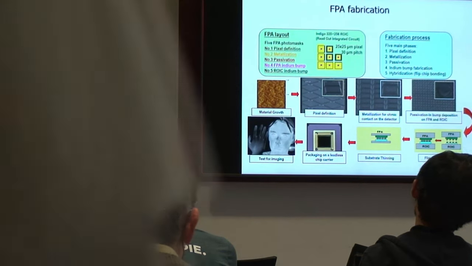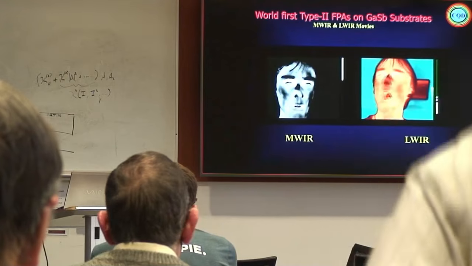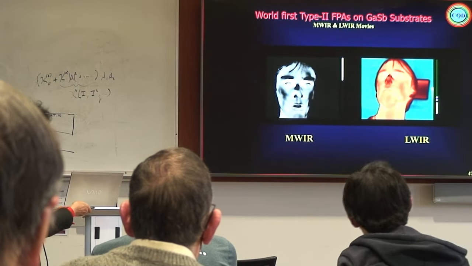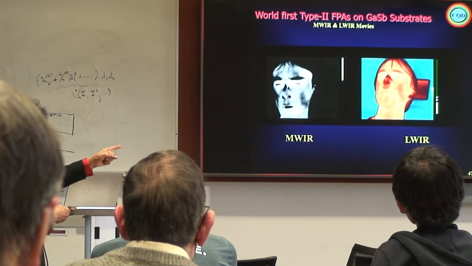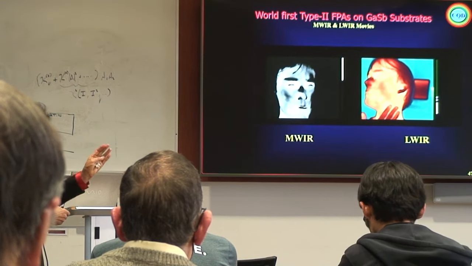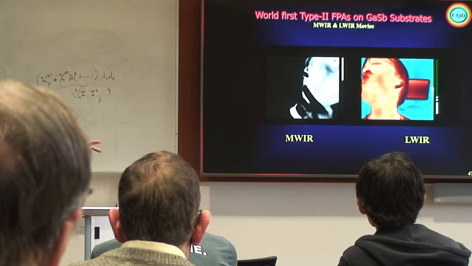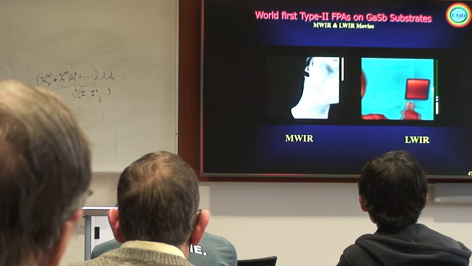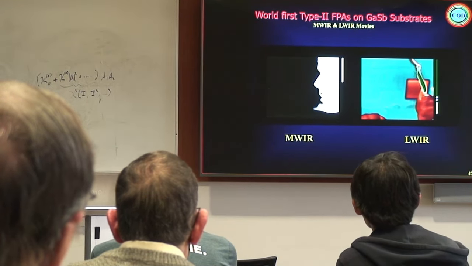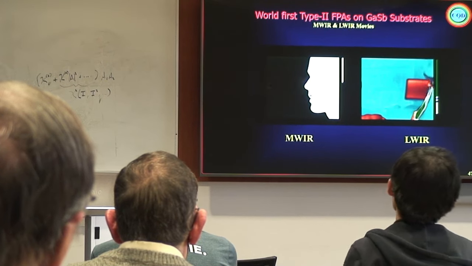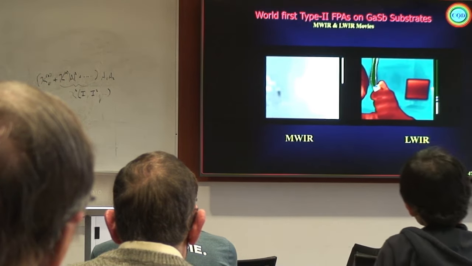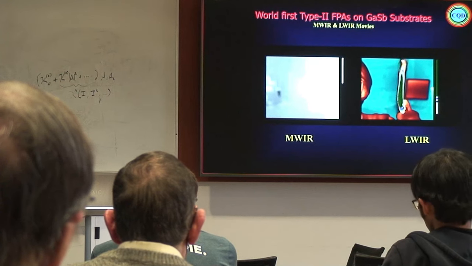So here, as you can see, is the mid wavelength and the long wavelength, and that is at 80 degrees. And look at the difference between them. By the way, my student Pierre Delaunay is now the big boss at Atlantic Aerospace, developing this kind of material.